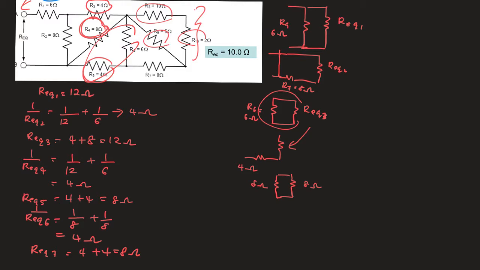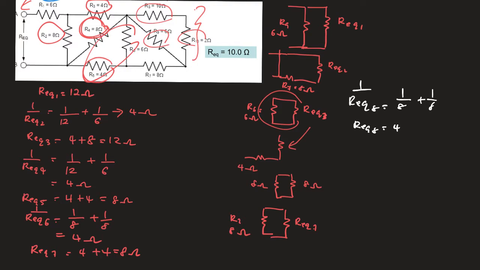Okay, and the 8 ohms of the R equivalent 7 here is going to be parallel with the R2, which is 8 ohm. So you are going to get R equivalent 8, which is 1 over 8 plus 1 over 8. You get your R equivalent 8 as 4 ohms, which is going to be in series with this 6 ohm. So the R equivalent total is 4 plus 6. Therefore, this combination has 10 ohms of R equivalent.